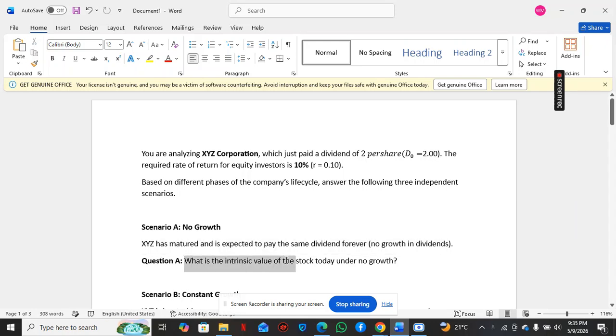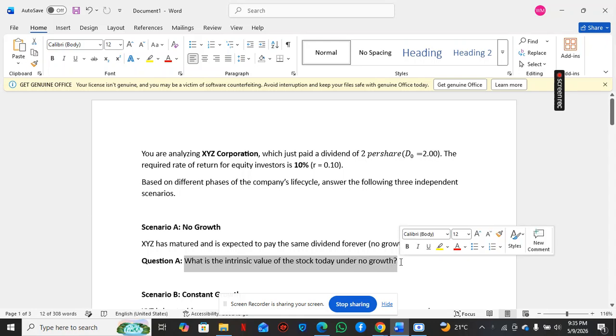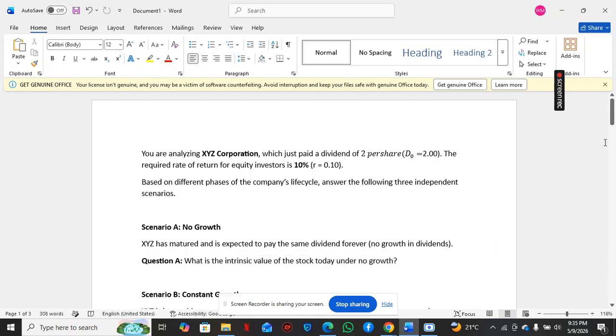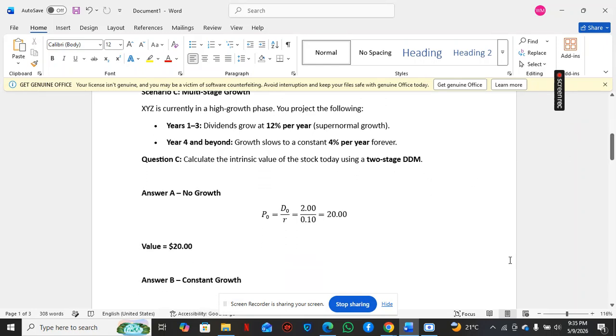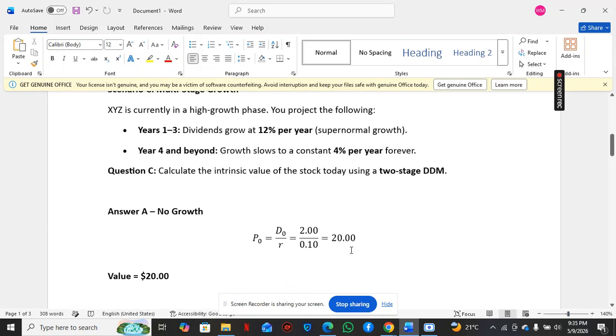What is the value of the stock today under the no growth? All right, so this is the first scenario, no growth rate. You want to find out the value of the stock. This is the formula here: the price of the stock is the current dividend, or the dividend that has been paid, divided by the required rate of return.